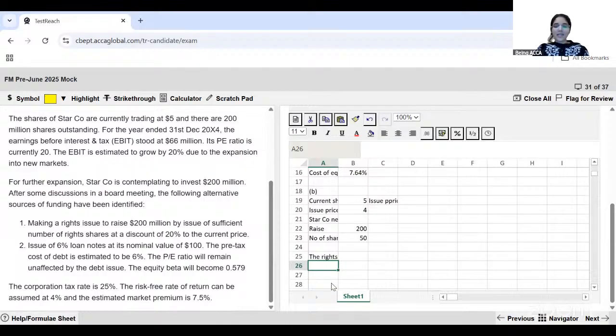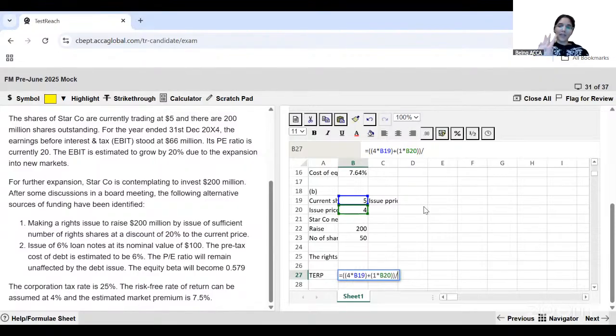And then we will say the TERP working is going to look like this. How many shares did you have to hold earlier? Numerator will be 4 multiplied by the earlier share price, which is 5, plus 1 share will be issued. So 1 share, and how much will it be issued for? For $4. So this is our numerator. This has to be divided by the total of earlier shares plus the new share. Earlier we had 4 shares, now we will have one more extra share. So this will be 5. So now your TERP is going to look like 4.8. So this was the working of our part B.